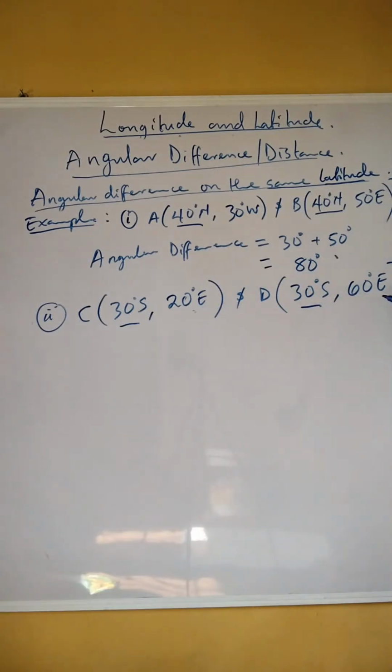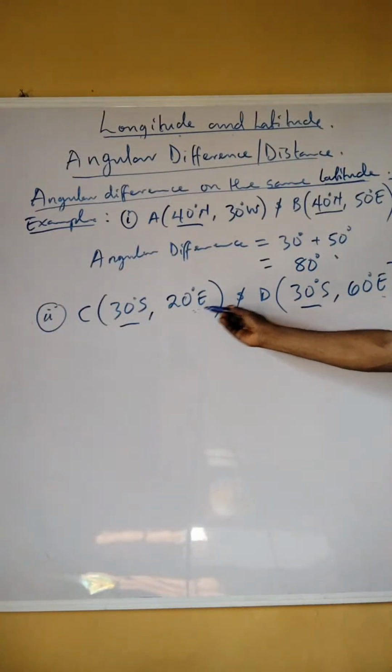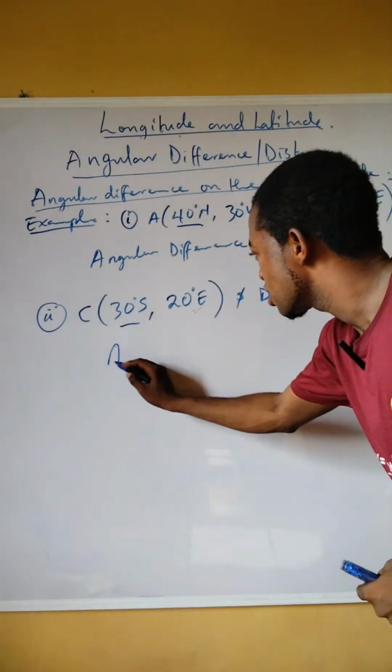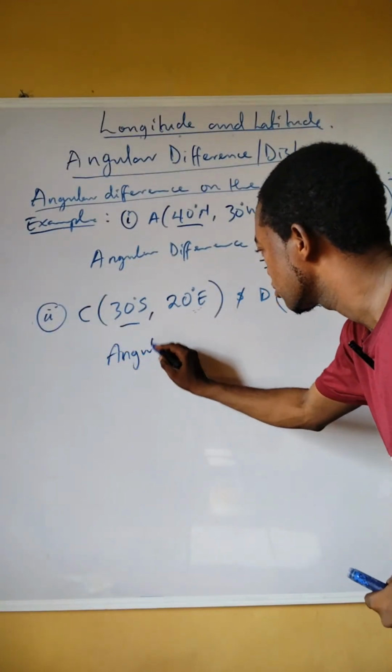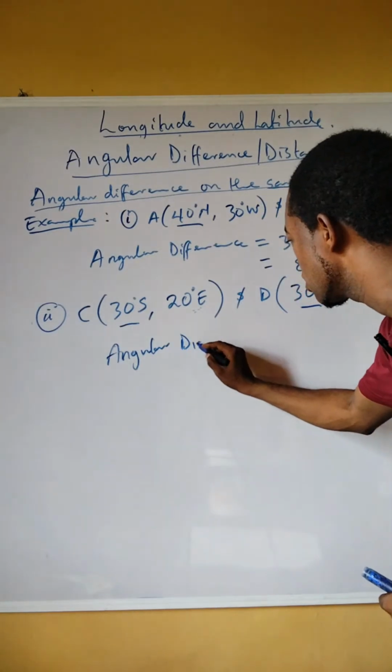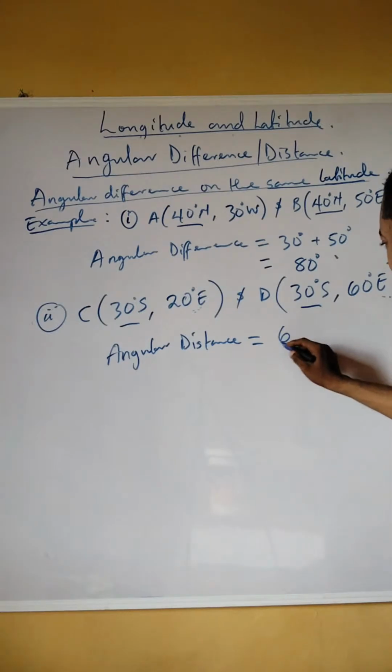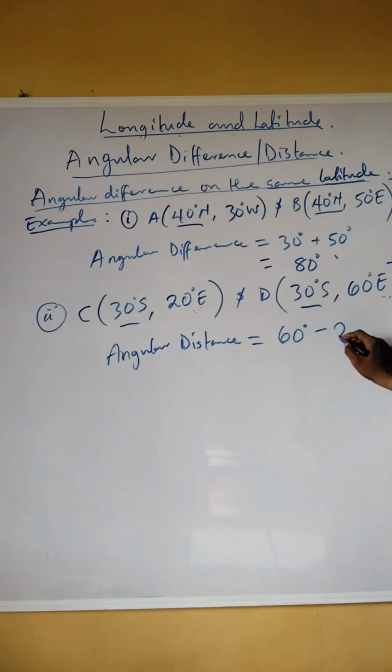these 2 angles. And this is longitude, right? We determine by these 2 longitudes. And this is on the east, this is also on the east. Same direction, subtract. So angular difference or angular distance will now be equal to 60 degrees minus 20 degrees.